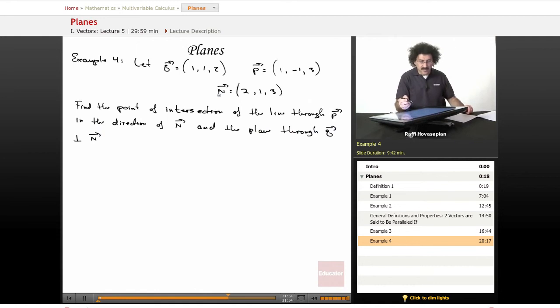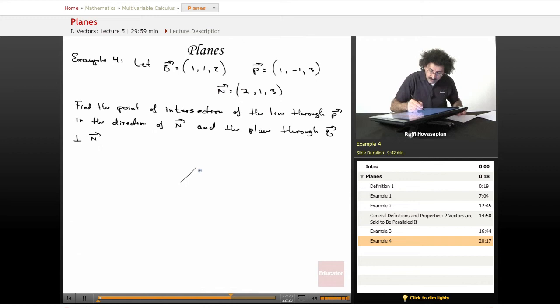Okay, so we have these 3 points, 3 vectors. We want to find the point of intersection of the line that passes through P and is moving in the direction of N, and the plane that passes through Q and is perpendicular to N. Okay, so this is often the case. You'll be given just some random points, and you have to draw it out. I mean, draw it out in 2 space or 3 space so that you can see what it is that's going on, so that you can decide what equations to use, what to set equal to what.